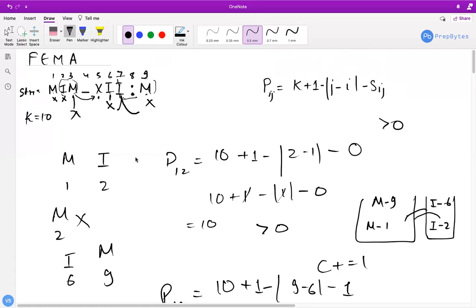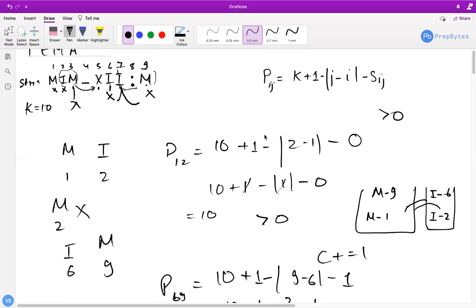So what observation can you make? Just think of it. We have to count only the pairs of M and I, and only those pairs whose Pij is greater than 0, whose power of attraction is greater than 0. Once those pairs have been counted, we will not check those pairs or those indexes again. The magnet and iron present at those indexes will not be matched further with any iron or magnet. Okay, so this is the explanation of the test case.